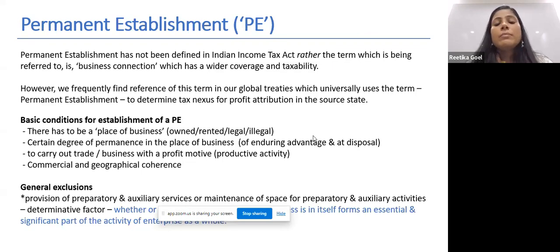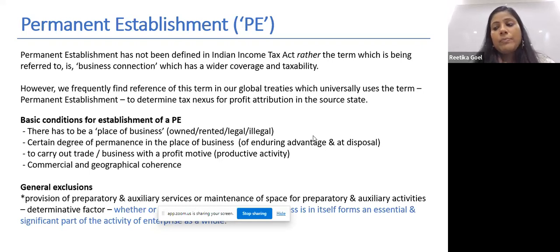It can be legal or illegal also. The income tax law does not differentiate between legal and illegal. If you have presence, then you will be taxed. You will be brought to the tax net. There has to be a certain degree of permanence in the place of business, which we discussed. The business should be carried out through that place for an extended period of time so that you have an enduring advantage, and it has to be at your disposal.